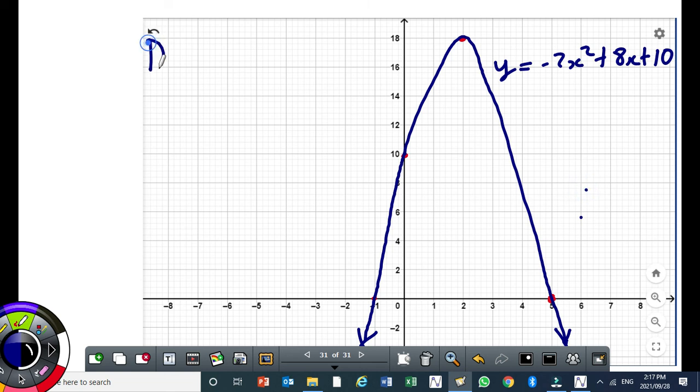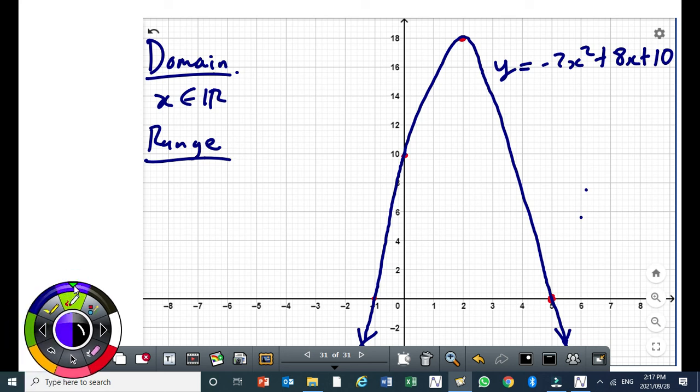Then we can write the domain. Our domain obviously is x is an element of real numbers. Now the range. To determine the range, if the graph has got a maximum turning point like this, you go to the turning point, which is there. The value of y is that. So that 18 is the maximum value of y, and the minimum is down there, minus infinity. So you can write y is less than or equal to 18, but y is an element of real numbers.